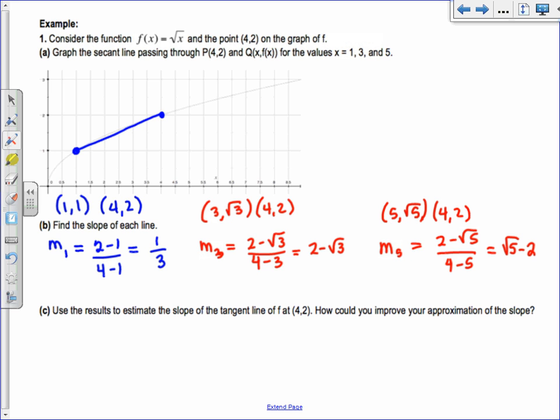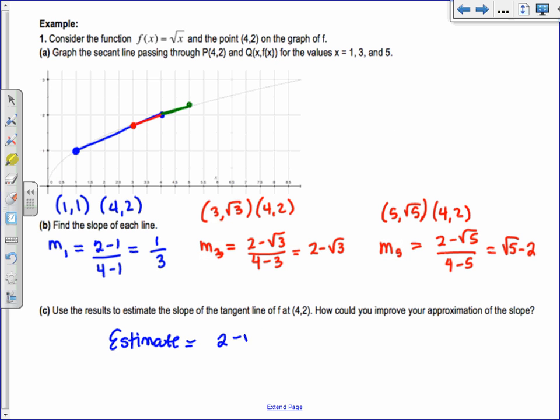Okay, so it says use the results to estimate the slope of the tangent line at 4, 2. So what we've done is, for 3, between 3 and 4 we have that, and between 5 and 4 we have this. Which two are the closest to the actual values? 3 and 5, right? So I would probably just ignore 1, since it's going to make it even more off, and I would find the average of these two that are closest. So I'd find 3 and 5, so I'd do my estimate.